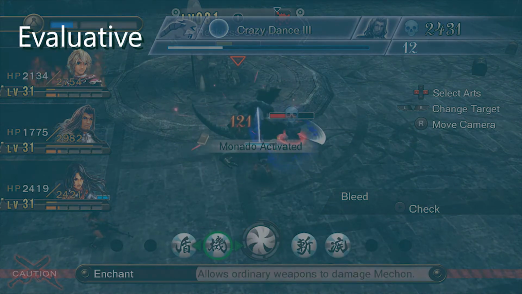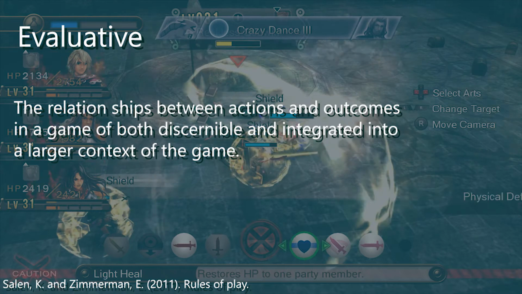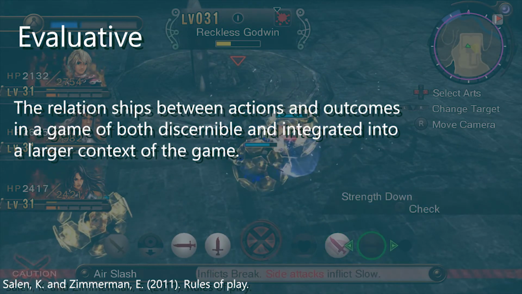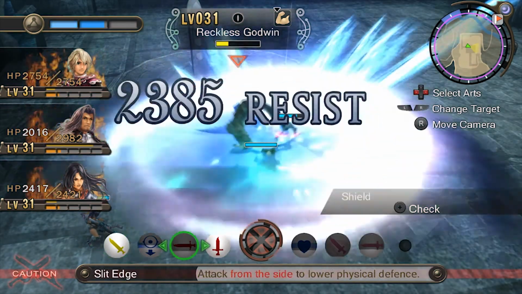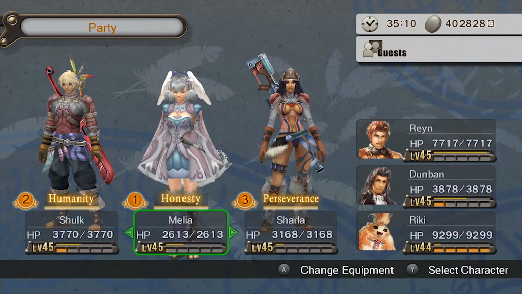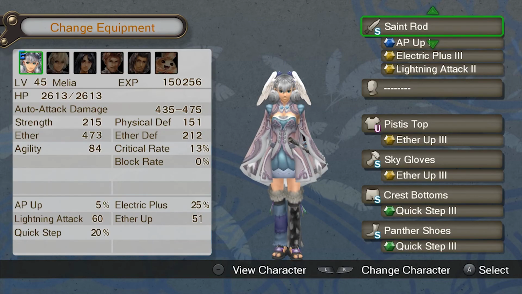Evaluative play, however, are actions made in advance. Another quote from Zimmerman's book is the relationship between actions and outcomes in a game are both discernible and integrated into a larger context of the game. These outcomes are not instant, unlike descriptive. You aren't reacting to anything to make these decisions. Examples could fall into the equipment you wear into battle, or who you want to fight alongside.